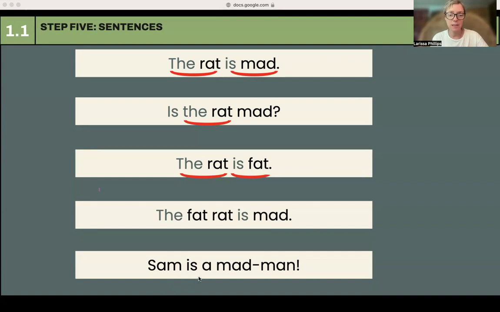Sam is a mad man. Sam is a madman. We have that exclamation point.